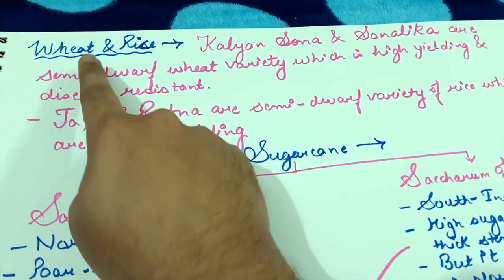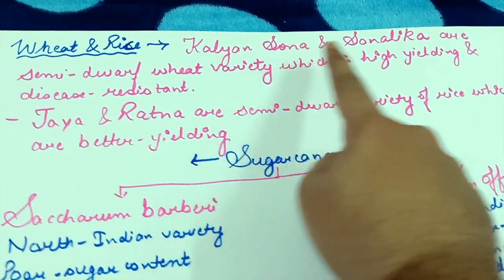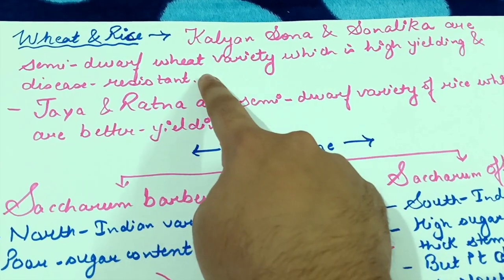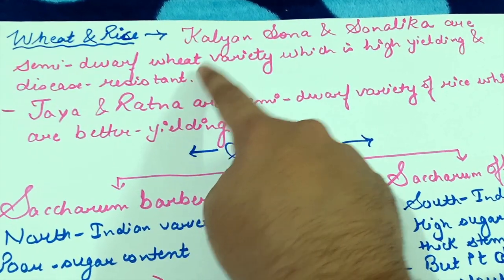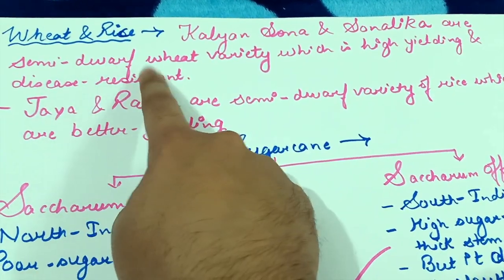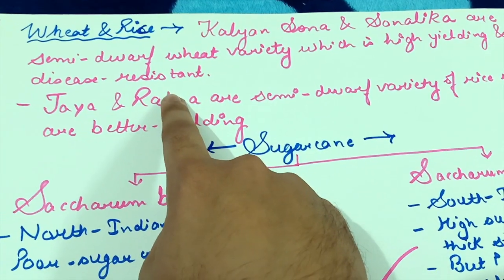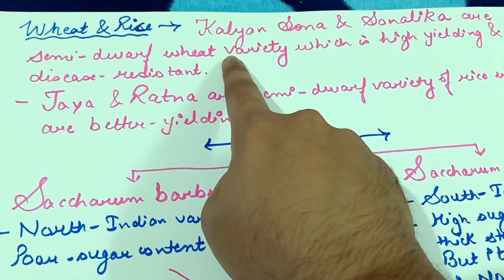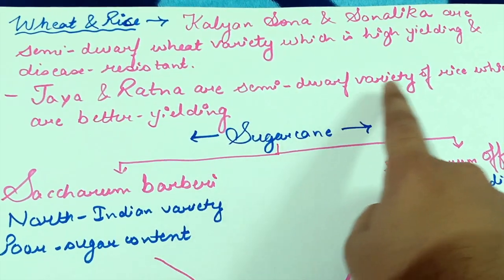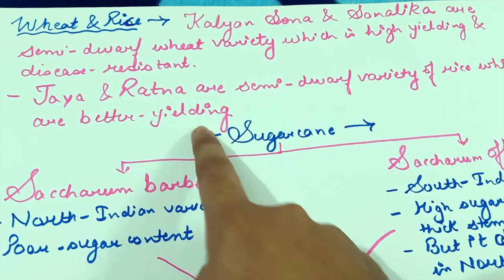Now let us talk about wheat and rice. Kalyan Sona and Sonalika are semi-dwarf varieties of wheat. So the 2 varieties of wheat, Kalyan Sona and Sonalika, which are semi-dwarf varieties of wheat, are high yielding and disease resistant varieties of wheat. Similarly, Jaya and Ratna are semi-dwarf varieties of rice which are better yielding.